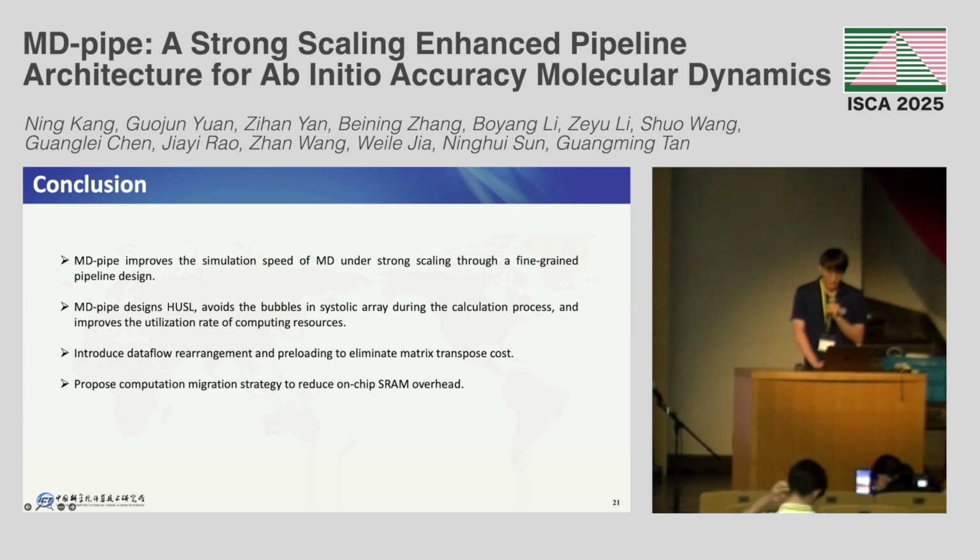For data flow optimization, MD pipe introduced 2 strategies, data rearrangement and preloading. This effectively reduces the overhead of matrix transposition operations. Finally, the computation migration significantly cuts down on-chip memory cost.